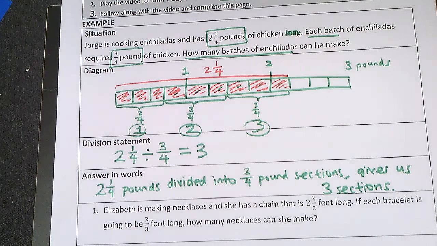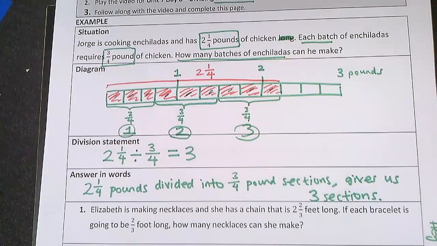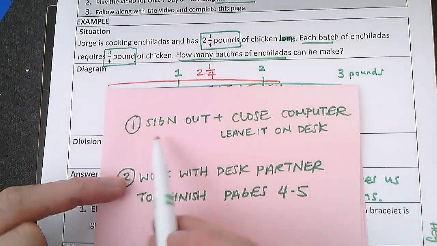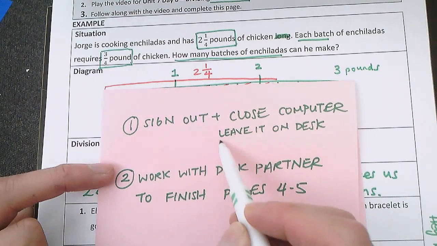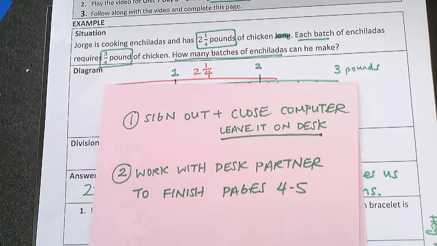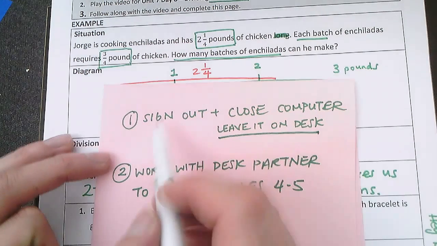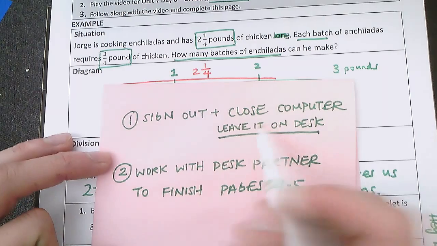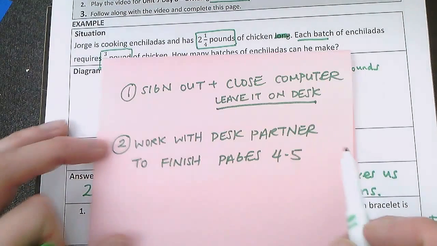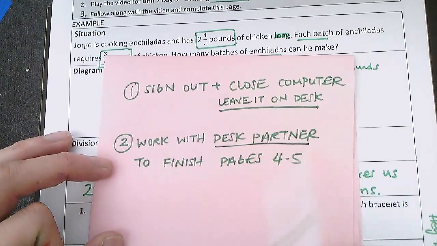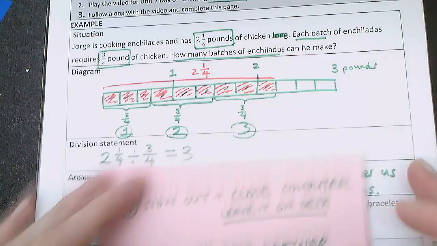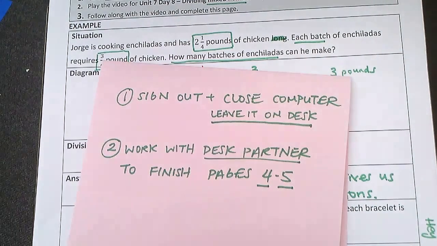Alright, so now once you get this example, what I would like for you to do is hear your directions. Sign out of your computer, close it, and I want you to leave it on your desk. This is so that you can stay working and you can stay focused. So sign out of your computer, close it, and leave it on your desk. I'm going to be coming around to see how many of you can follow this direction well. And then I want you to work with your desk partner to finish pages 4 and 5. This is so you can practice what we just learned here on your own so you can really get it into your head. Okay, good luck.